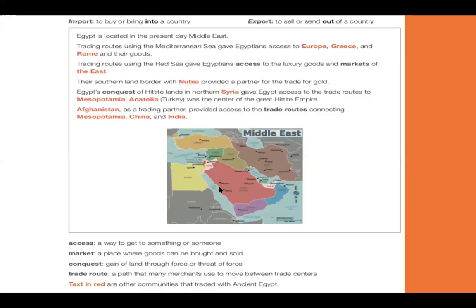So let's just take a look at this map. You see a lot of bodies of water. Afghanistan was also a trading partner, provided access to the trade routes connecting Mesopotamia, China, and India. And in northern Syria, it gave Egypt access to the trade routes to Mesopotamia, Turkey, which was the center of the great Hittite Empire.